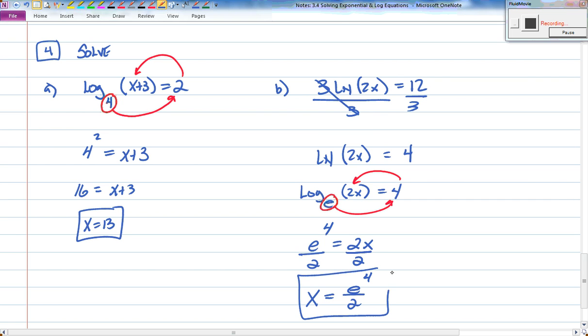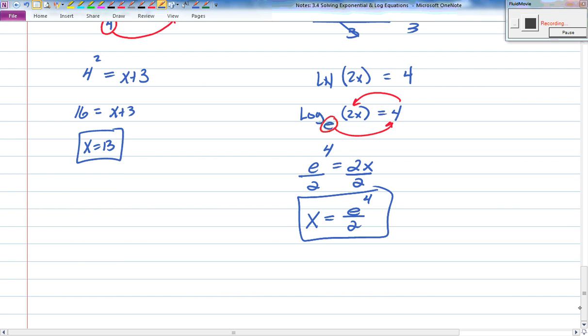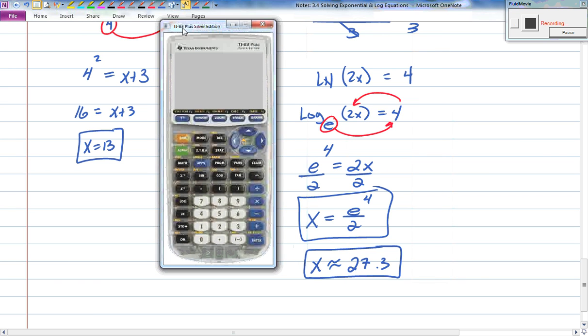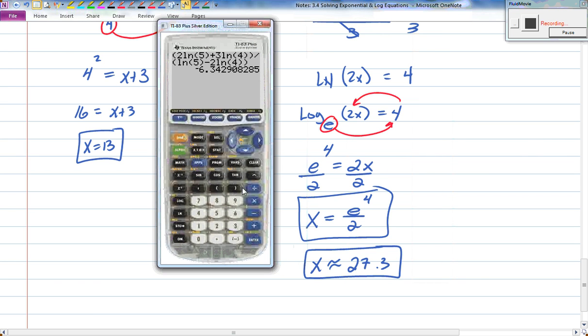You can leave it like this. This is the exact answer. Or you could get the approximate answer. x is approximately 27.3 when you run that through your calculator. Doesn't matter to me. Exact is good. Or if we're going to do any rounding, we'll go to 2 decimal places. So what would that be? e to the 4th, divided by 2. So 27.30.